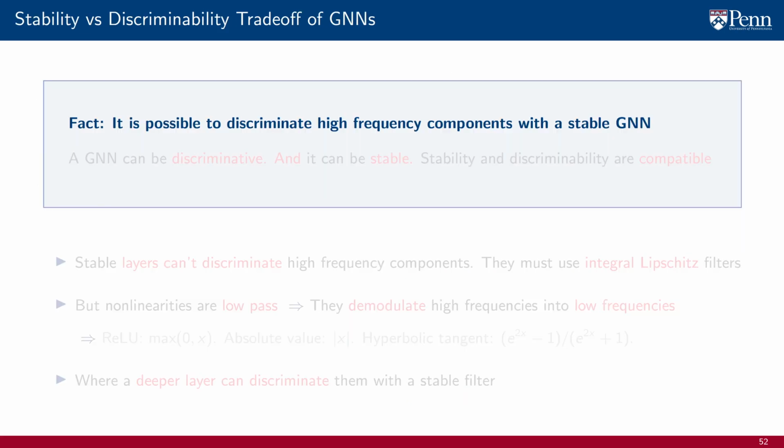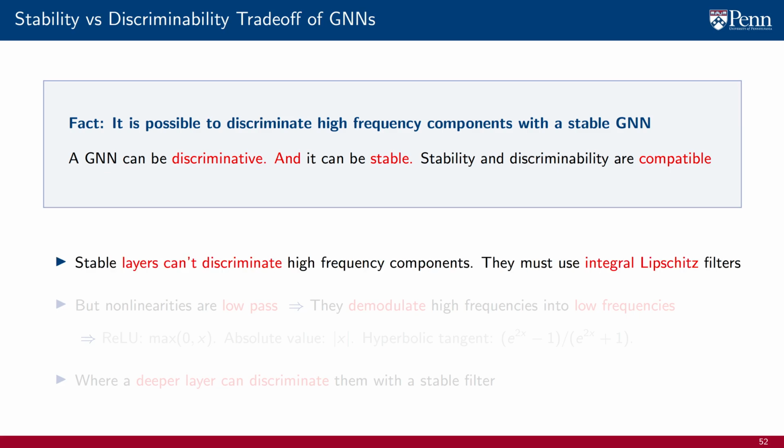In fact, it is possible to discriminate high frequency components with a stable GNN. A GNN can be discriminative and it can be stable at the same time. Stability and discriminability are compatible. Individual layers cannot discriminate high-frequency components. They must use integral Lipschitz filters if they are to be stable.